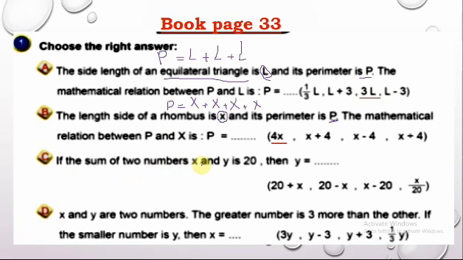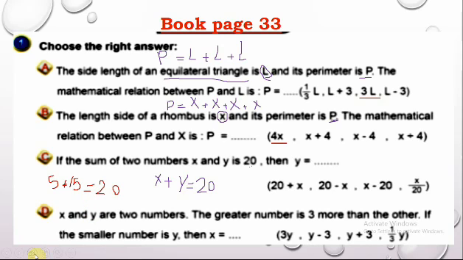If the sum of two numbers x and y is 20, then y equals. Now here is not the mathematical relation. First, we need to find the mathematical relation between x and y. X, the sum means plus, y equals 20. Then the value of y only. How to find out the value of y from here? Pretend x equals 5 and y equals 15. 5 plus 15 will equal 20.